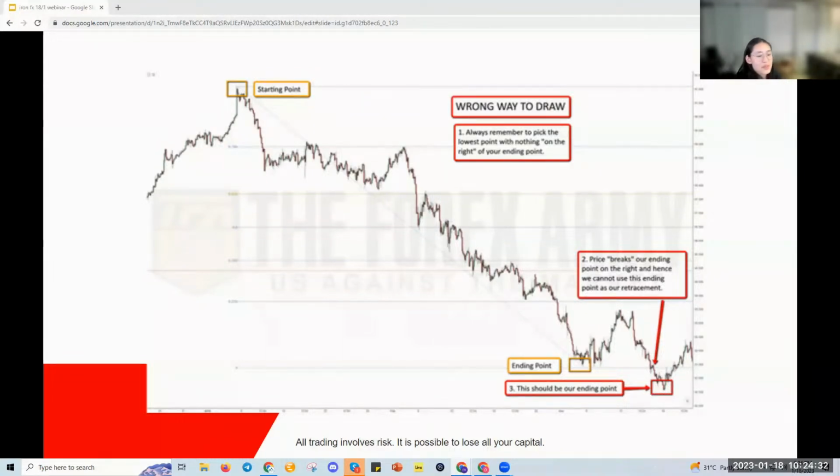Okay, repeat the last bit. Okay, how you identify once your Fibonacci retracement is invalid is, you can see over here, price is moving downwards. In this case, it's a downtrend. So when it's moving down, do you use this lower low as a new ending point? Yes, correct.